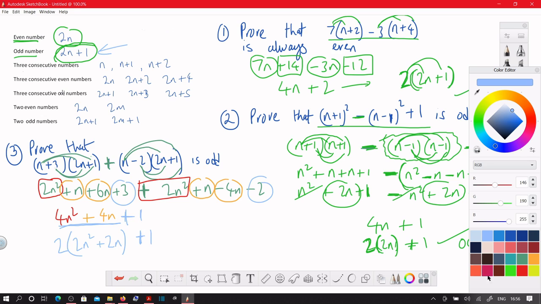Now, obviously this thing here does look something like this, where you've got a multiple of 2 plus 1. See here, you've got a multiple of 2. So anything that goes in the bracket, doesn't matter what goes in the bracket, you've got a times by 2. So anything multiplied by 2 is an even number. But when you add 1, that makes it odd.